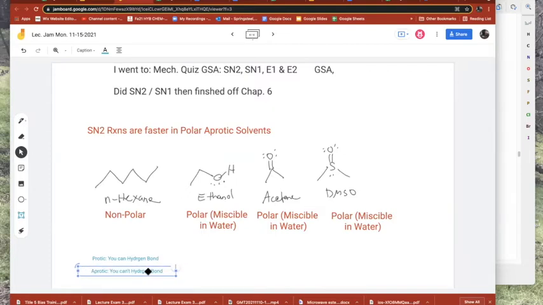So speaking of that, is hexane protic or aprotic?